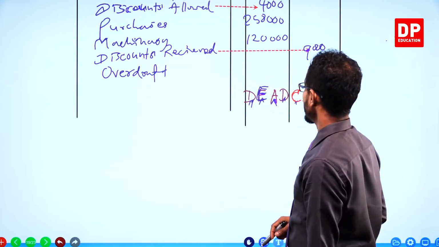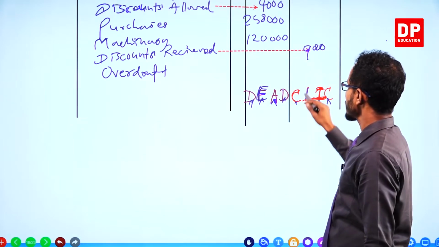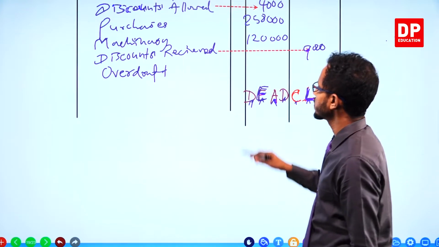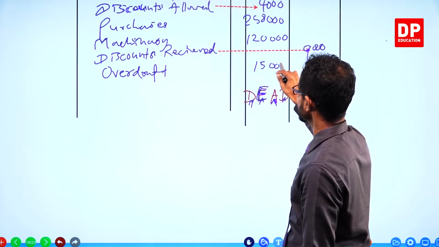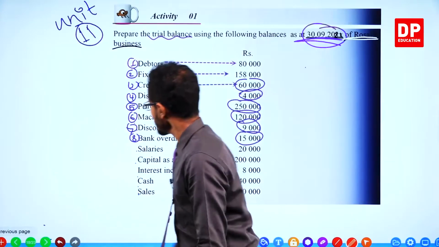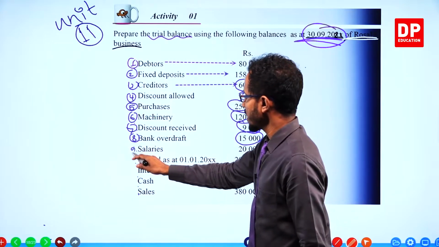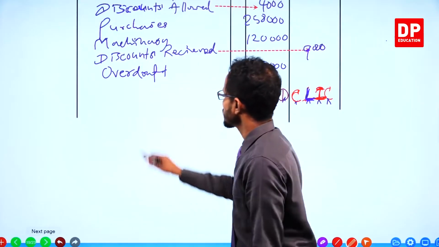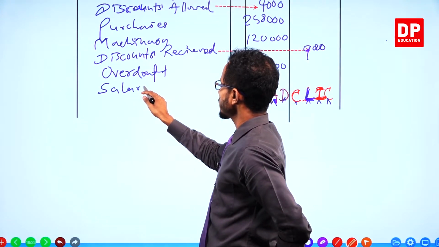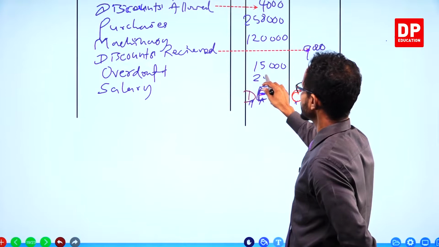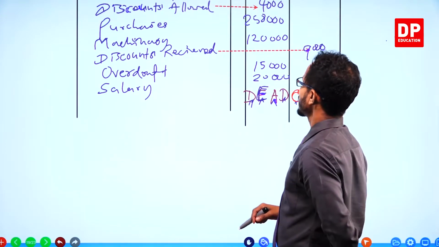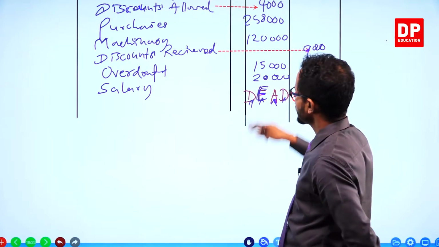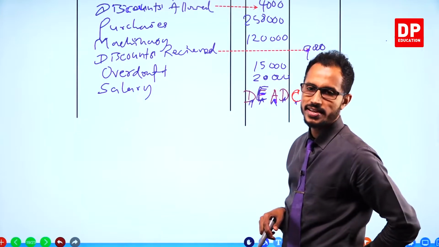Overdraft. Right? And liabilities are on the credit side. 15,000. Overdraft 15,000. Then 9th item, salaries. Salaries 20,000. Expenses. Expenses, children. Let's just write down salary 20,000 because it is an expense. Overdraft debit 15,000. Salary debit 20,000.